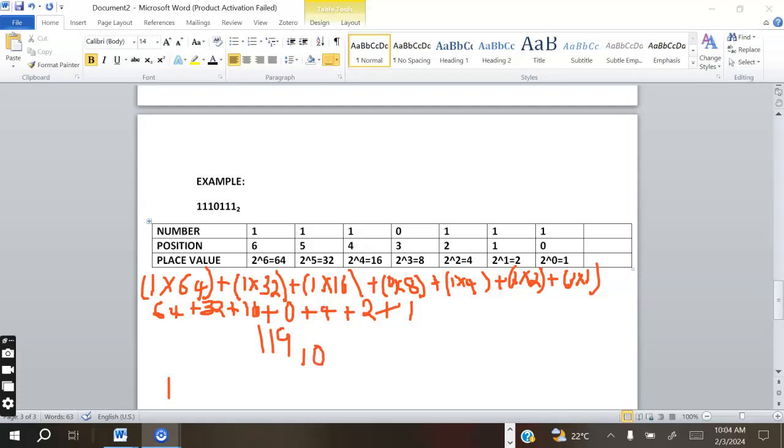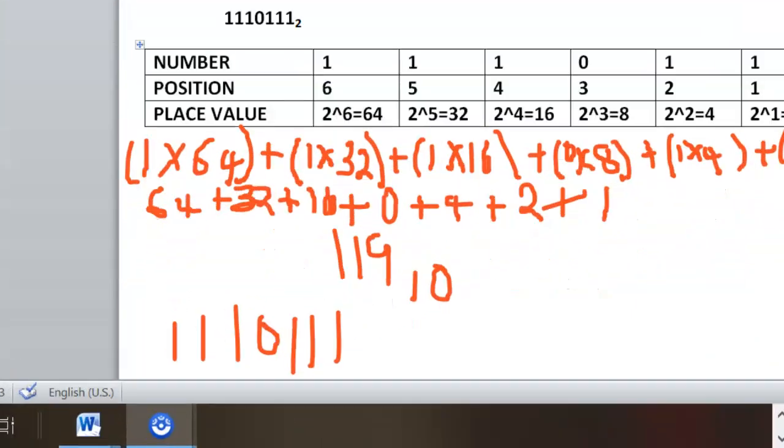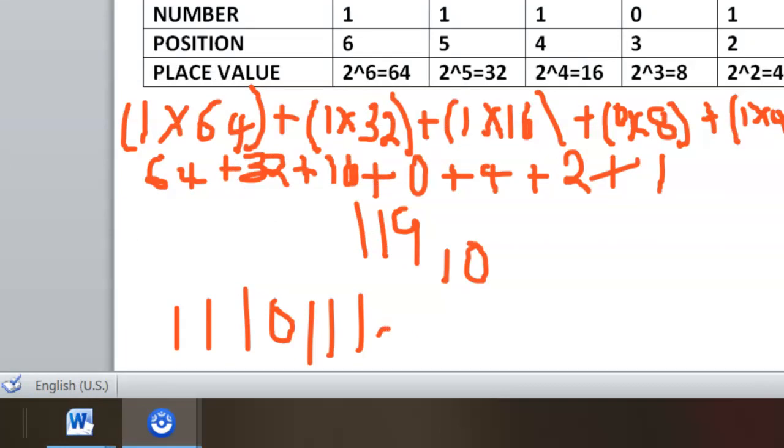Therefore we can conclude by saying that 1110111 base 2 is 119 base 10. So those are the answers for each and every question that we have done.